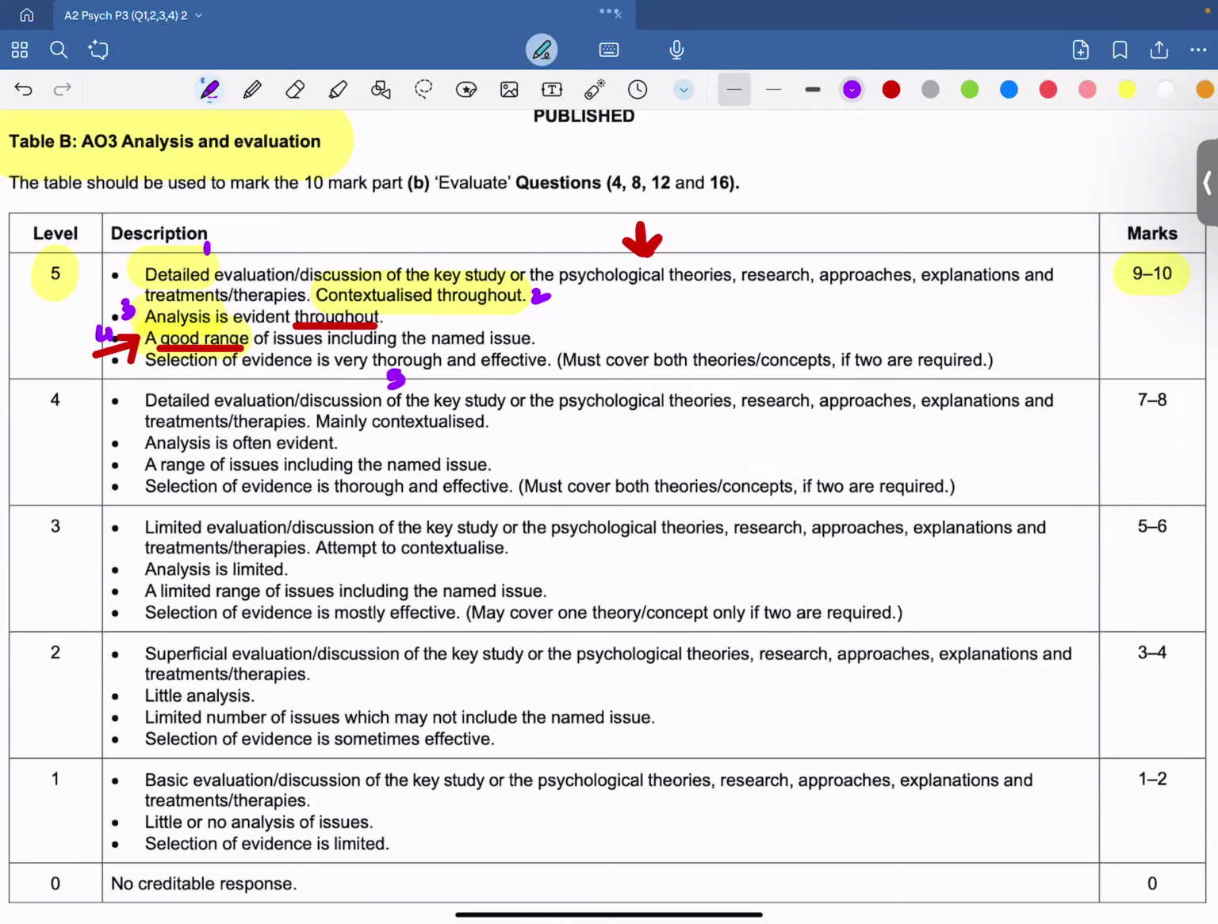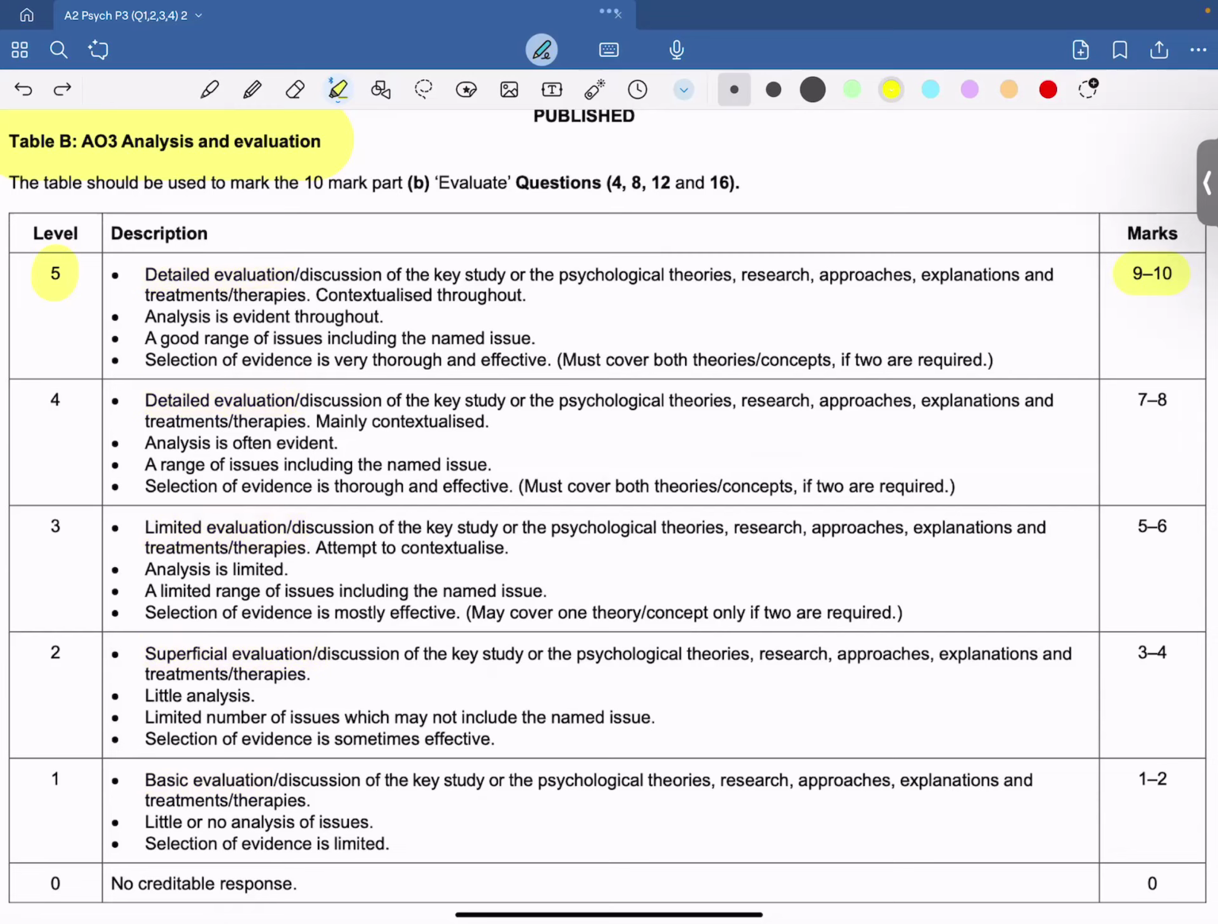And that's it. Now, if you want to see what not to do to score in level 4, level 3, level 2, level 1, read these other levels as well. This would help you understand what it is that keeps you from scoring in the top band. A tiny little thing. This would help you make a comparison in an easier manner. Just have a look at this. Detailed evaluation, limited evaluation, superficial evaluation, basic evaluation. Do you see the difference there?